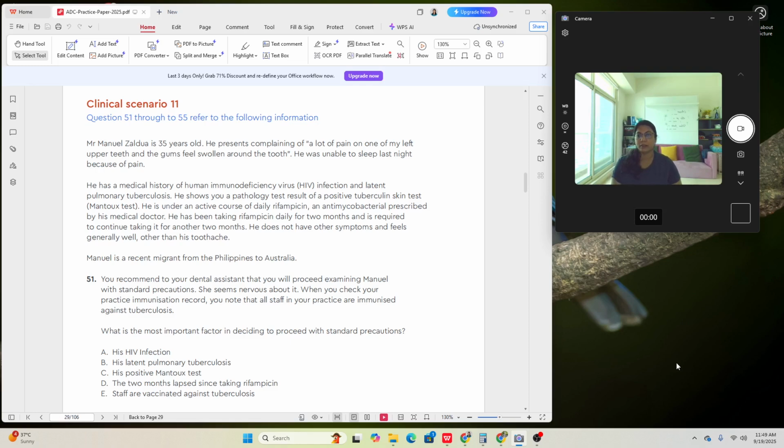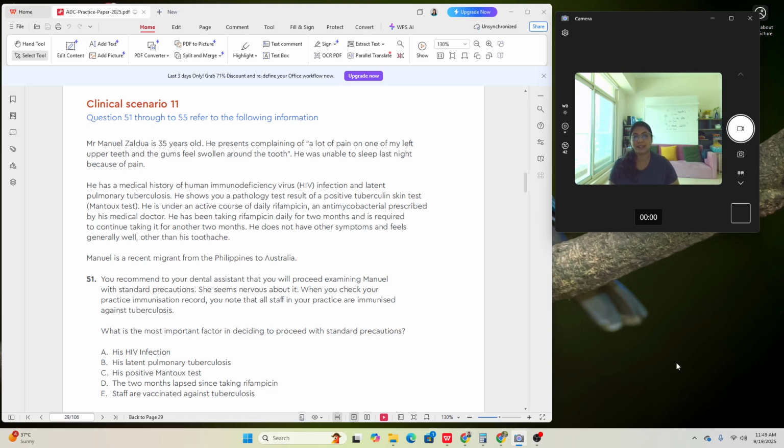Now you tell your dental assistant that you will proceed examining Manuel with standard precautions. Standard precautions are those precautions which you follow in general for every patient with or without any history of TB. She seems nervous about it because she knows the medical history and the TB. When you check your practice immunization record, you know that all staff in your practice are immunized against tuberculosis. So you find that everybody has taken a TB vaccine.